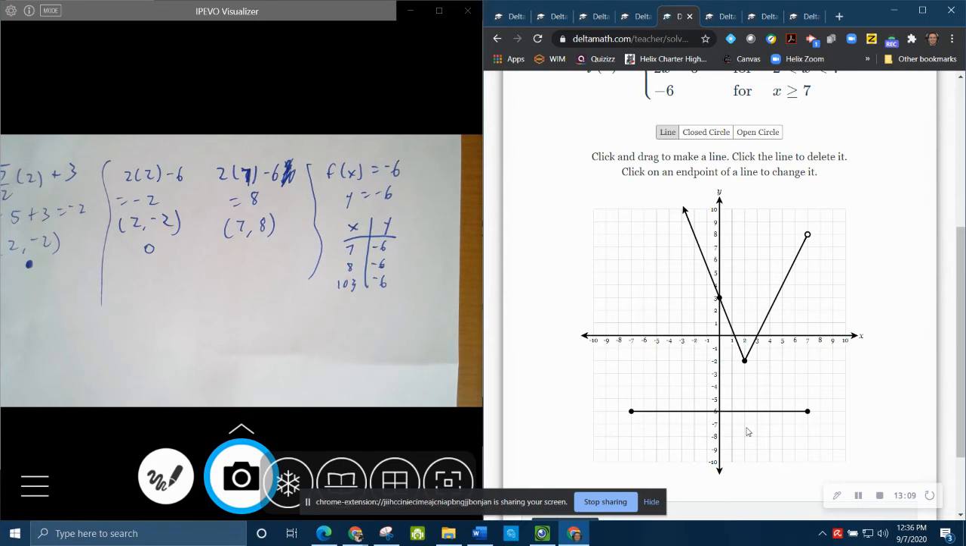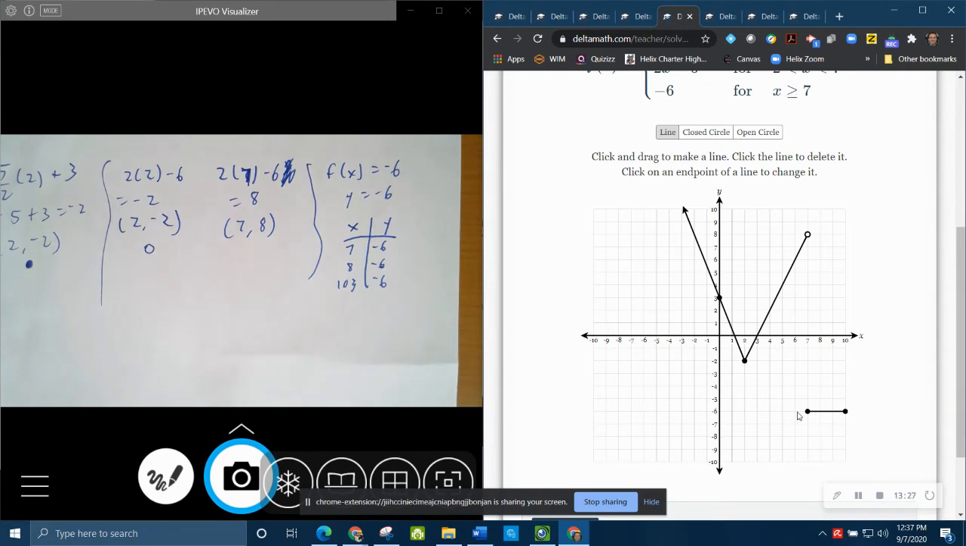If there was overlap, this would fail the vertical line test, so it would not be a function. And so it can't be this direction. I can't have that overlap failing the vertical line test, not being a function. So let's delete that. Let's make sure we go the right direction. Go to that side right there.